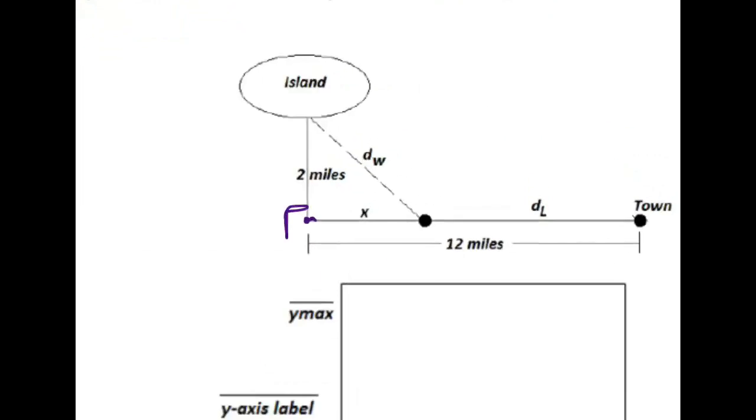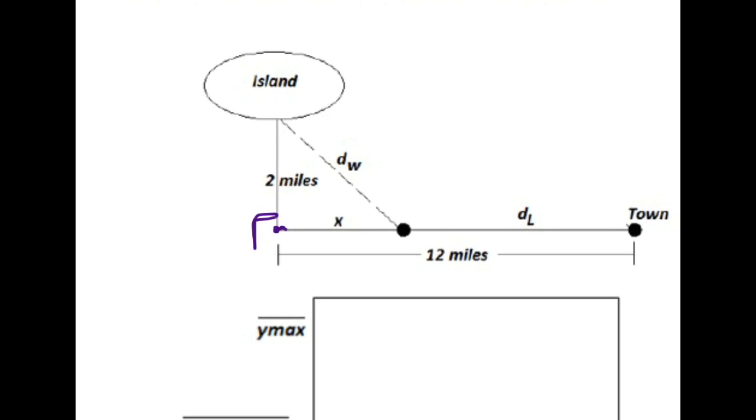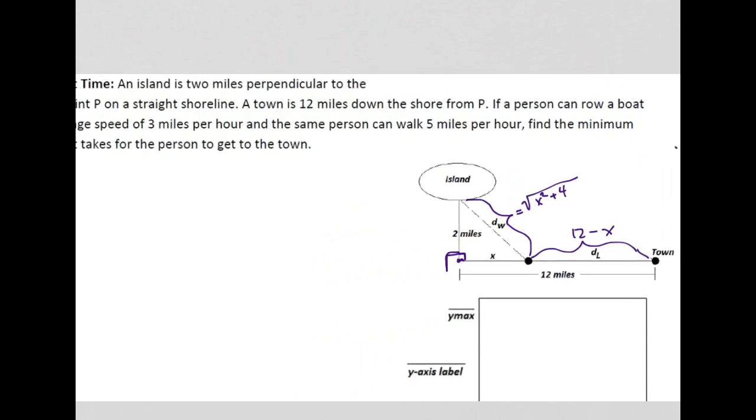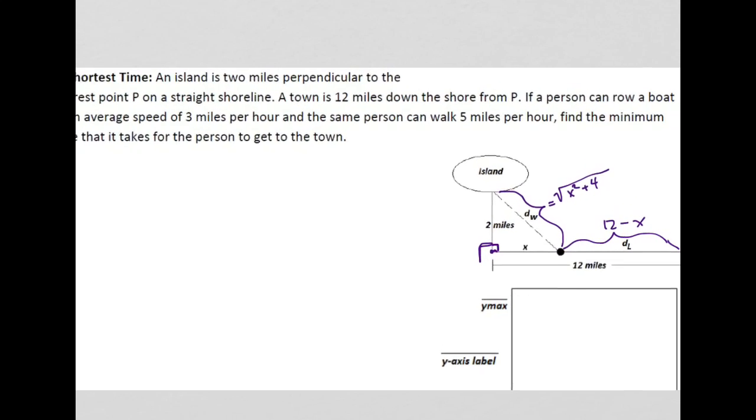So we need to think about this real quick. Notice how we've labeled x there. Well, if that's x, then this distance on land that the person is going to have to travel right there is going to be 12 minus x. But we also need to know the distance that they are traveling through the water, this dw. So we need to do a little Pythagorean theorem because this is perpendicular. So I can say that dw is going to equal the square root of x squared plus 4, which is 2 squared. Cool. So now I need to write myself an equation for time.